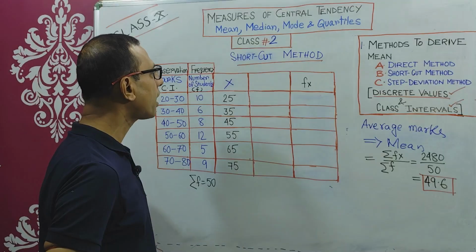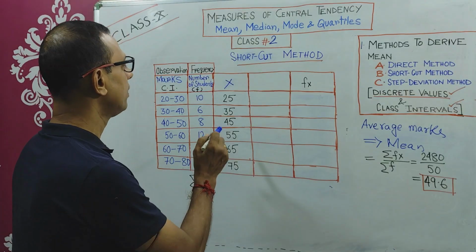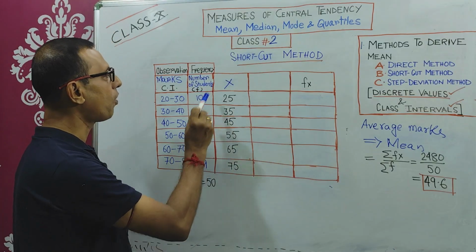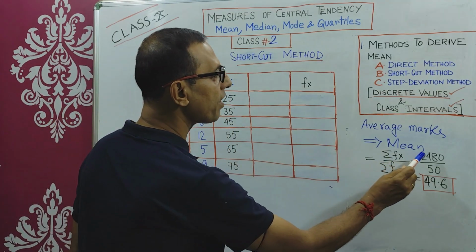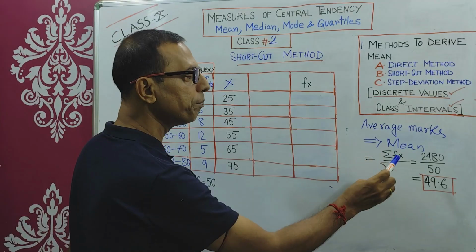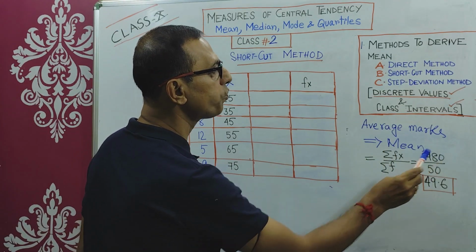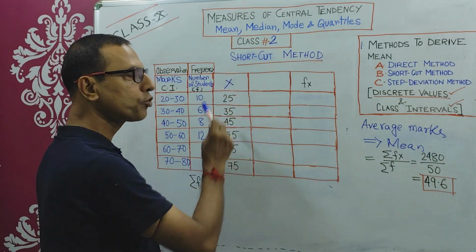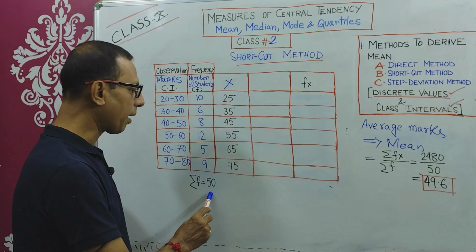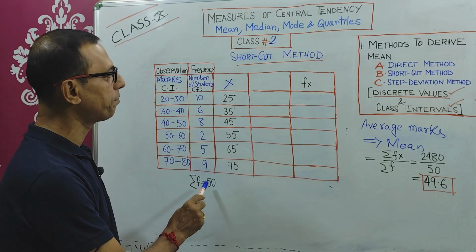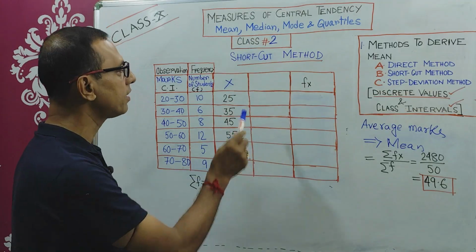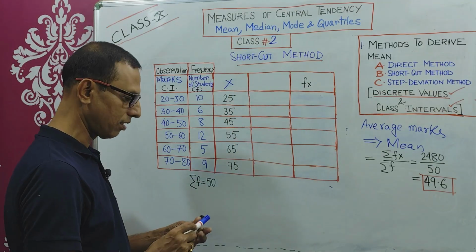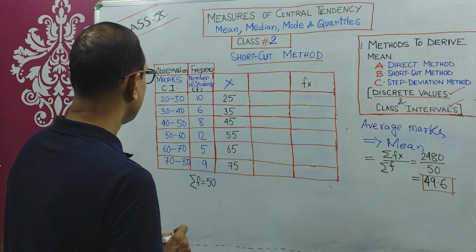So for the shortcut method, you have seen that using the direct method we went through a bit bigger number, that is 2480. But I will show you that even though the total number of observations is 50, if you go through the shortcut method, the calculation will be much easier. How will it be easier?